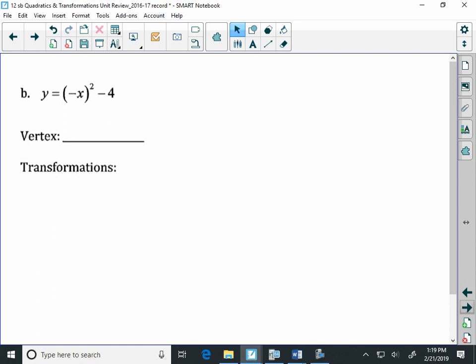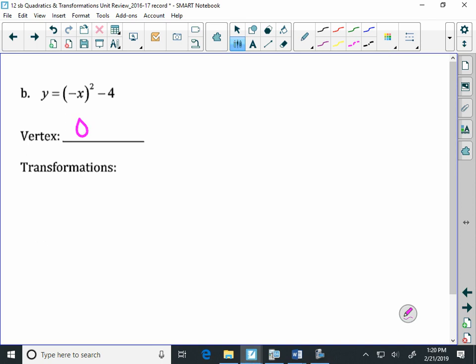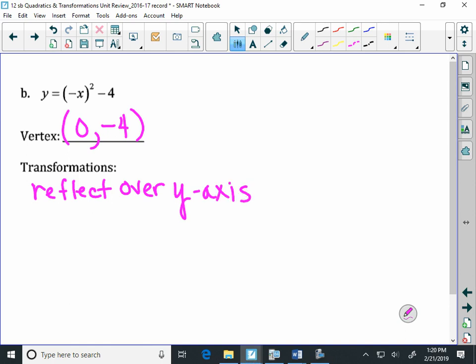Letter B, the vertex. Well, the vertex on this problem, there's nothing added or subtracted to x. Nothing is represented by 0. And then outside of the function, we've got a -4. So there's our vertex. Our transformation, the negative inside the function, means that we're going to reflect over the y-axis. And then the only other transformation in this one comes from that -4, which causes us to go down 4.